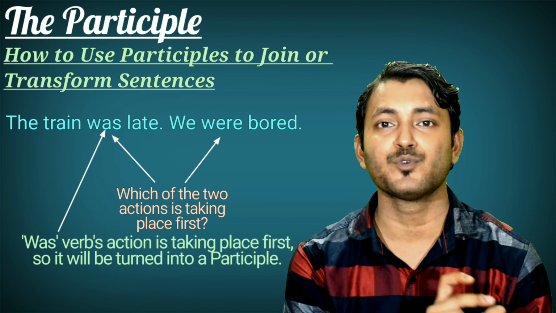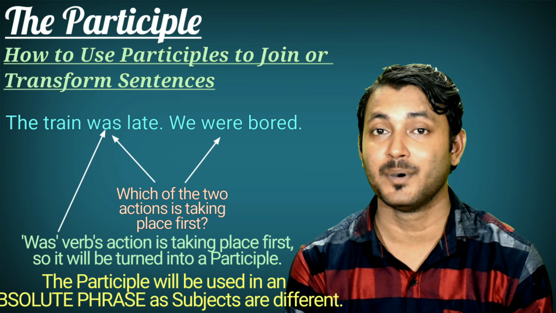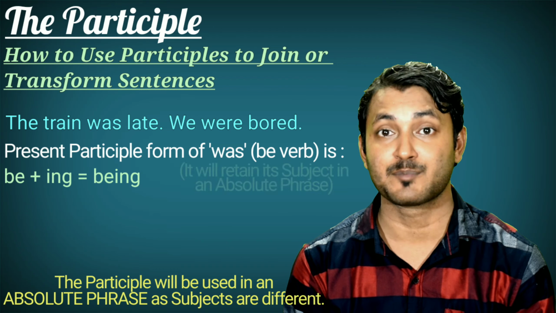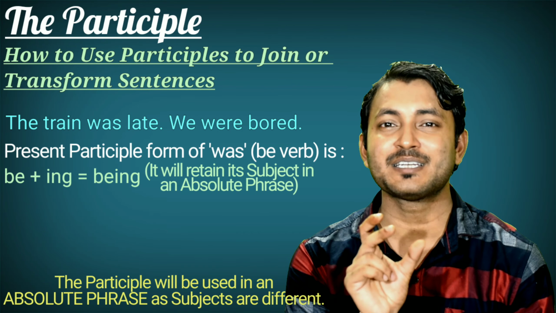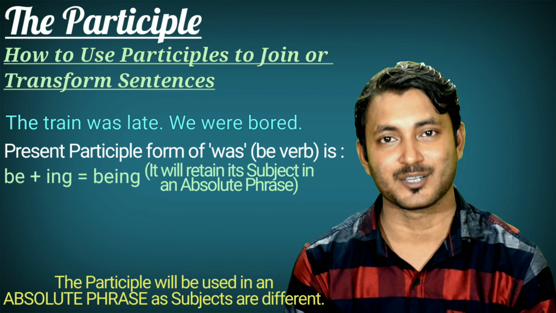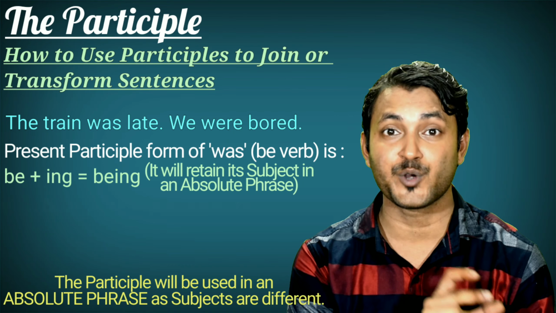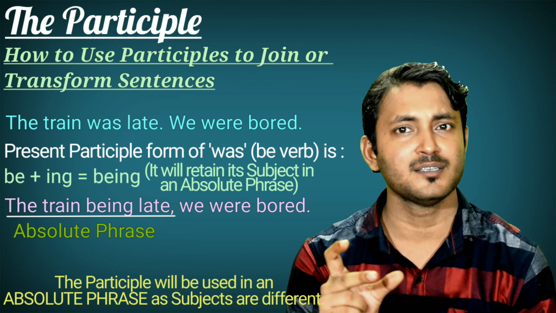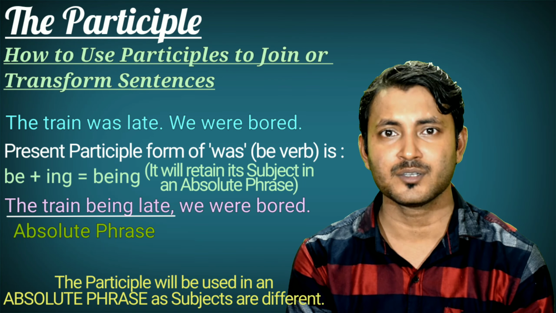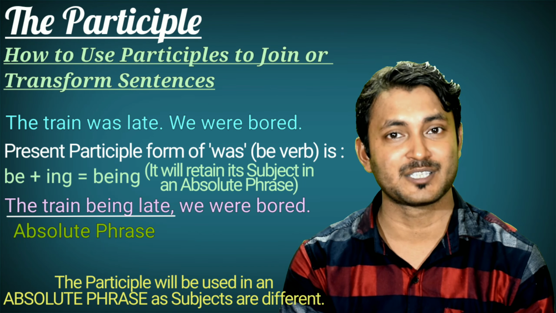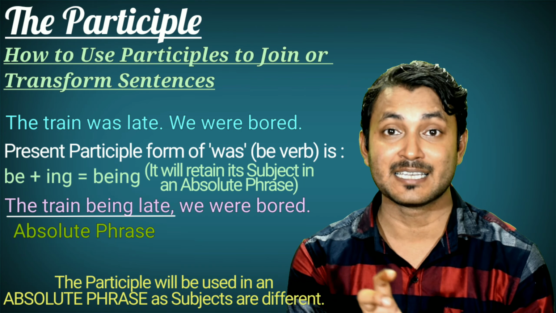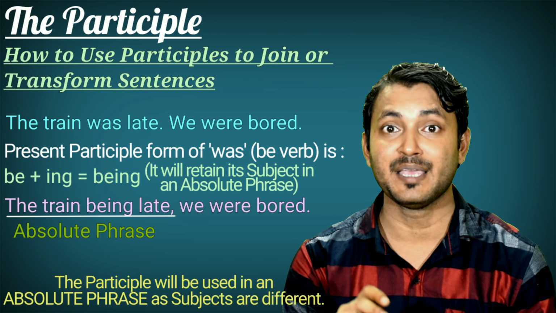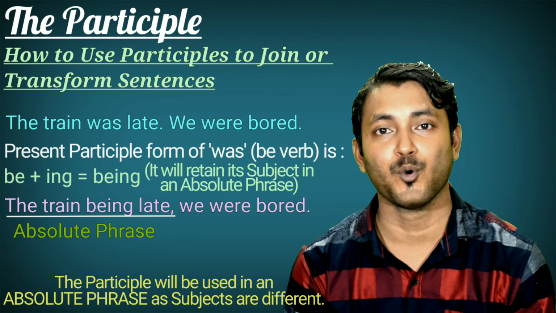So the first one will be turned into a participle, but we will have to use the participle in an absolute phrase. In an absolute phrase, a subject is placed before the participle. So we will write the train being late, comma, we were bored. Being is the participle form of the verb was, a be verb, its present participle form is being, and it has taken a subject, the train. So we have written the train being late, comma, we were bored.